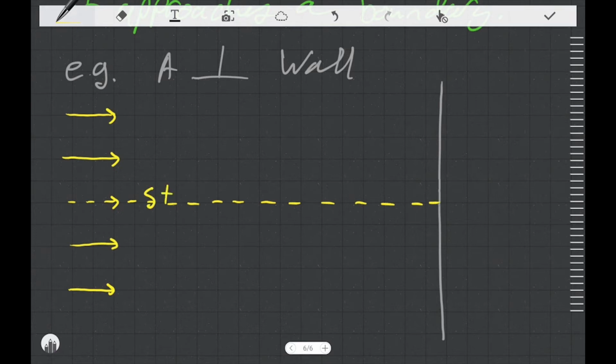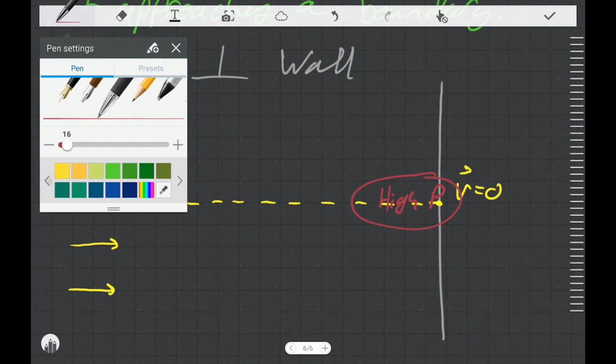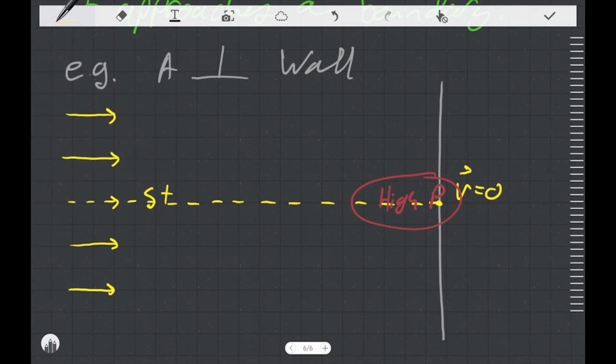Now this streamline is a special streamline. It's called a stagnation streamline. And when it reaches the wall, it has a velocity that's equal to zero. And what it also means for us, based on our Bernoulli's principle, is that because we have a relatively low velocity, we would expect to have a region of high pressure.